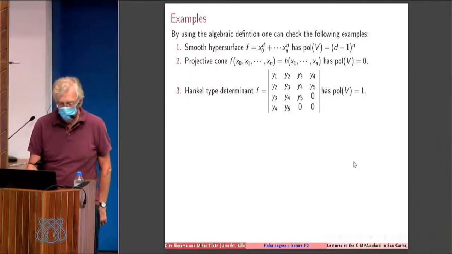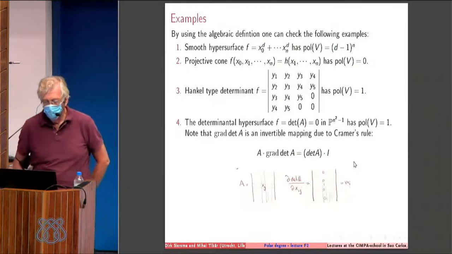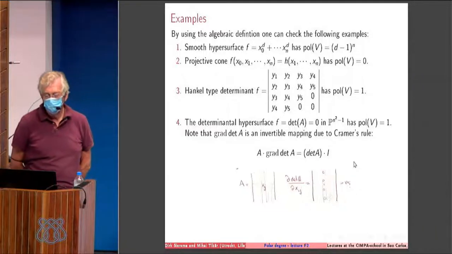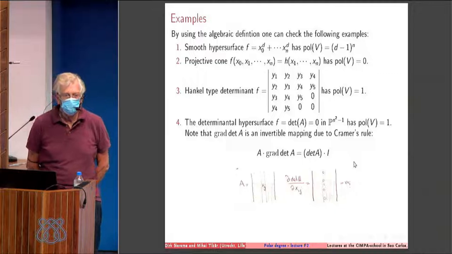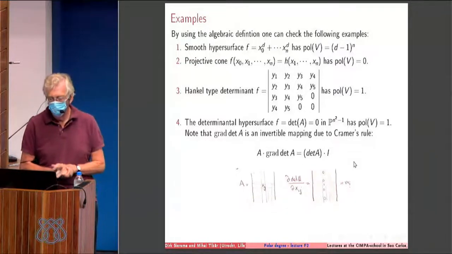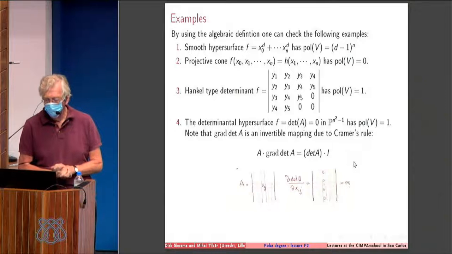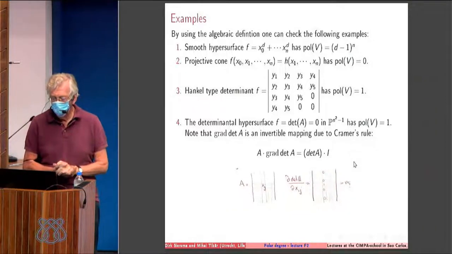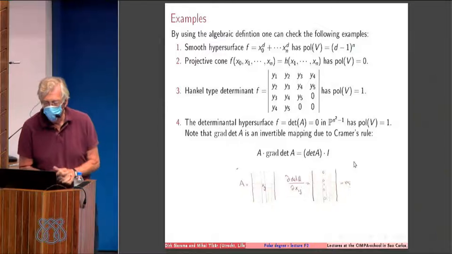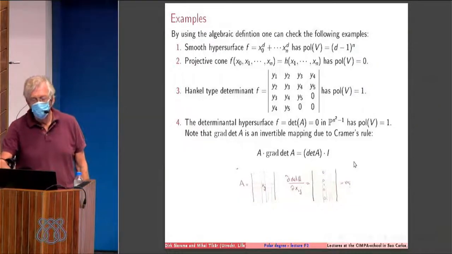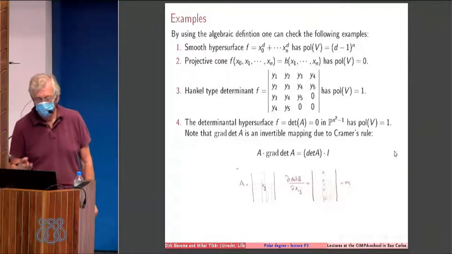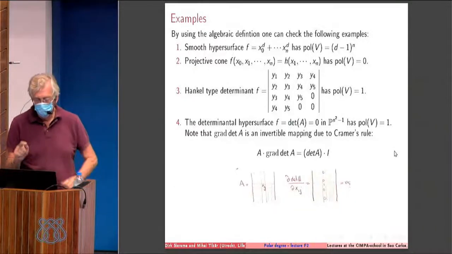There is another one which is even more interesting, that is the determinantal hypersurface. You take the determinant of A as a function of all its entries. So you have n squared entries. And then in C^(n squared), you have this hypersurface, determinant of A is zero. And you can take now the corresponding hypersurface in the projective space. This has polar degree equal to 1. Why? Okay, so the explanation is below.